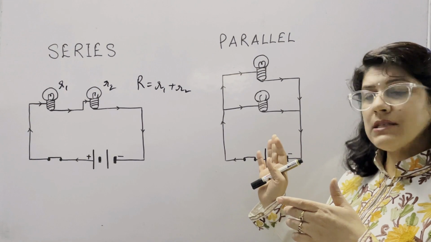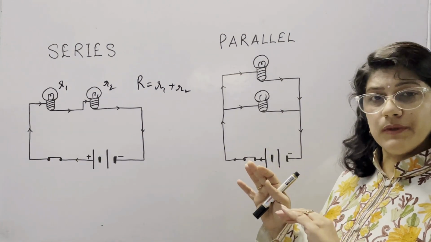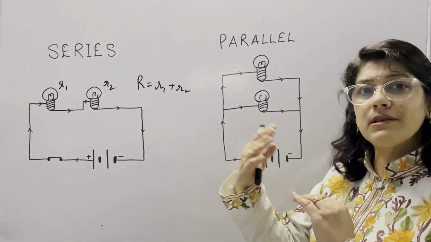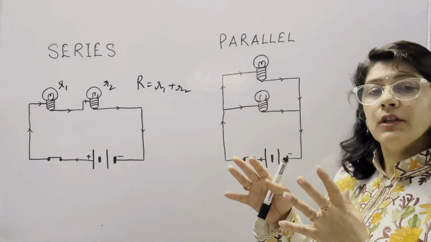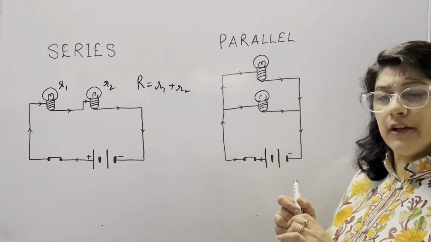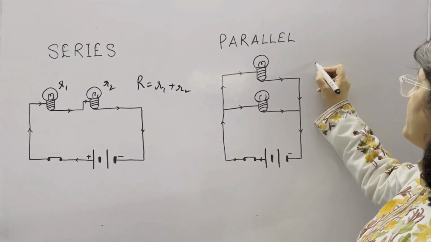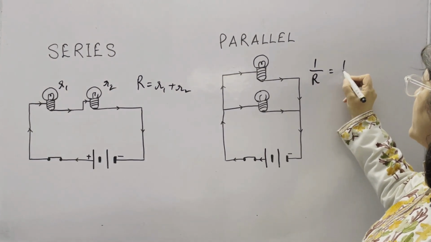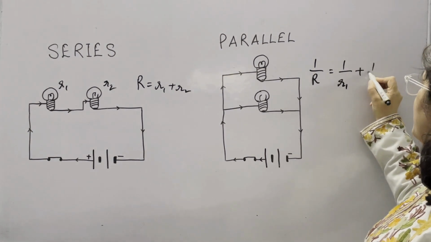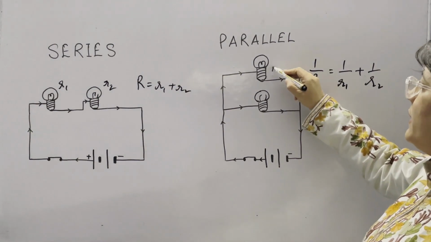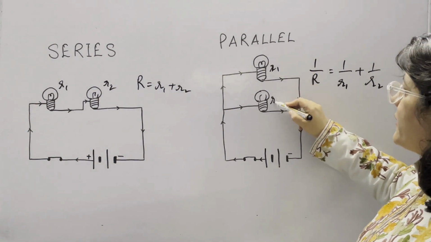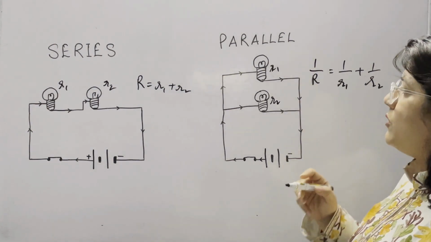Moreover, the resistance in the parallel combination reduces. As we increase the number of resistors in a parallel combination, the overall resistance in the circuit reduces because the formula is given by 1 upon R is equal to 1 upon R1 plus 1 upon R2, where R1 and R2 are the internal resistances of these two bulbs.